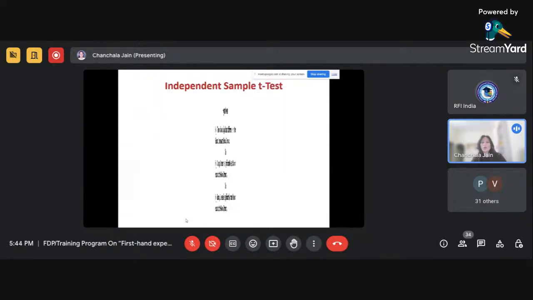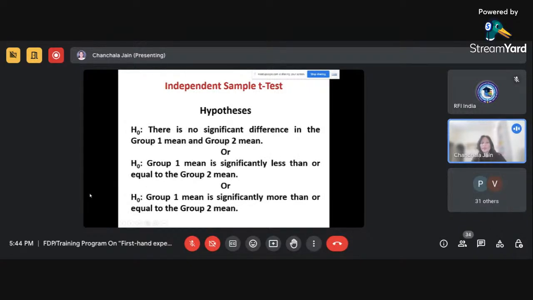Further, talking about the hypothesis in word form. I think it is now quite clear. I can clearly say there is no significant difference in the group 1 mean and group 2 mean, or I can say group 1 mean is significantly less than or equal to group 2 mean, or I can say group 1 mean is significantly more than or equal to group 2 mean. So these are the formations of your null hypothesis in case of two-tailed, and the remaining two are of the one-tailed test. Is it clear in the word form? Is it fine? May I proceed? Yes, ma'am.